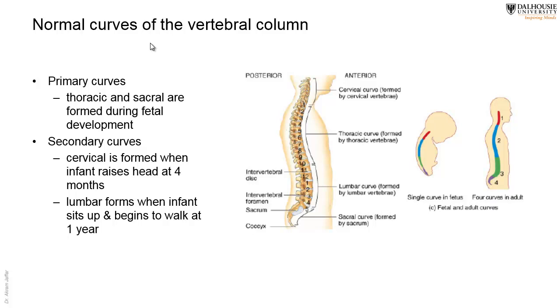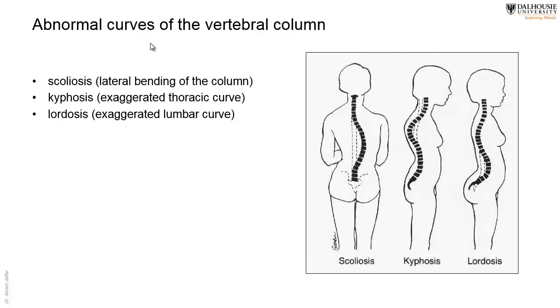They remain concave anteriorly. Sometimes there are abnormal curves in the spine. So we have scoliosis, which is lateral bending of the spine, kyphosis, which is an exaggeration of the primary thoracic curvature, or lordosis, which is an exaggeration of the lumbar curvature.